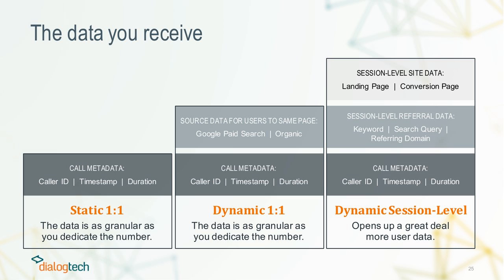The dynamic session level tracking is where we open up the really rich media attribution data as well as the website attribution data. So there's two pieces there. Part of it is, where did they land? What page did they call from? We'll actually talk a little bit more about that data point further on. But along with that is, what keyword did they search? What was the raw search query? What was the referring domain? So again, each of these different levels of call tracking giving you richer data along the way.